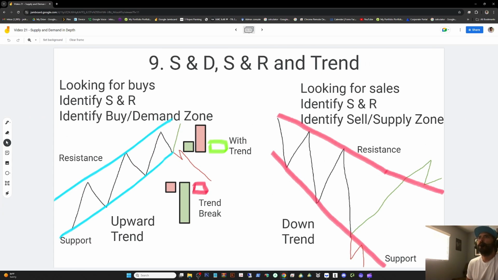9. Adding in trend. On the left, we can see an uptrend. We've identified support and resistance. We have identified trends. Now we can wait for support or resistance to be respected to look for candles in supply or demand zones. Or we can wait for a break of support and resistance and then find candles and supply and demand zones to take a trade. If you go up a time frame and are supported by trend, it's further evidence for your trade.